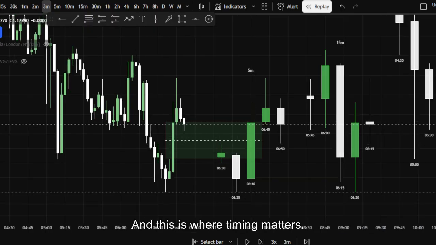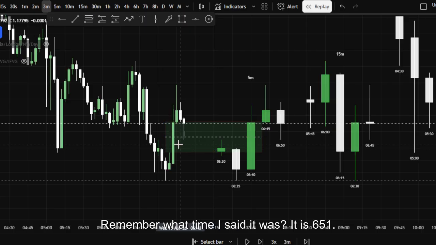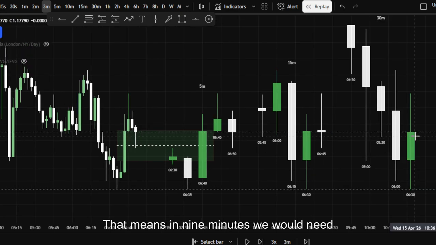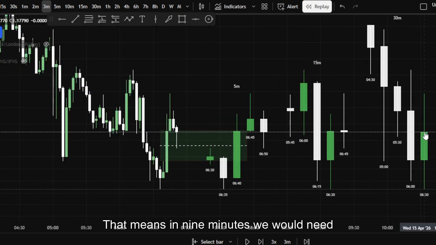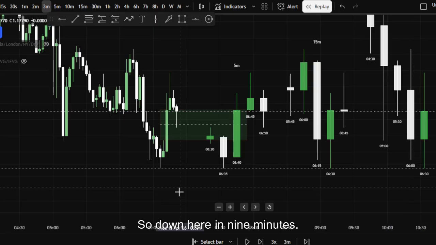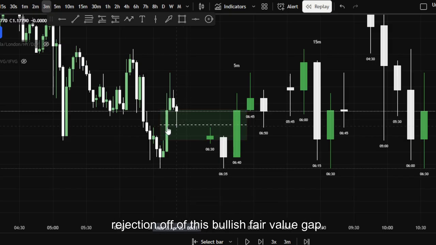And this is where timing matters. Remember what time I said it was. It is 6:51. We have 9 minutes until this candle closes. That means in 9 minutes, we would need price to go below this and close. So down here in 9 minutes. I would question the chance of that happening due to the rejection off of this bullish fair value gap.